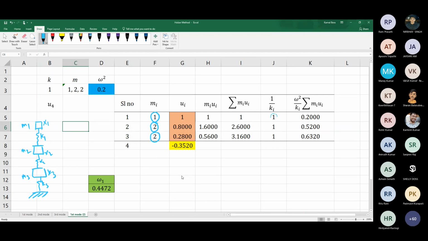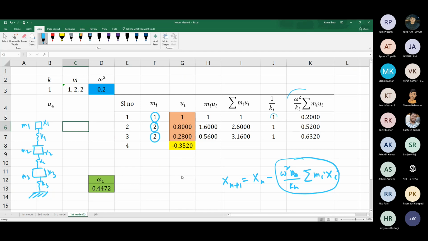Can you tell me what is the formula for xn plus 1? Xn minus omega square by Kn into sigma of mixi. Correct? So basically I am trying to find out this expression.